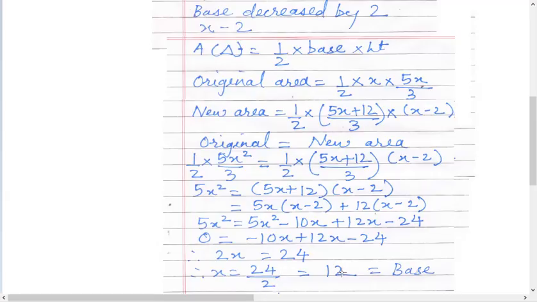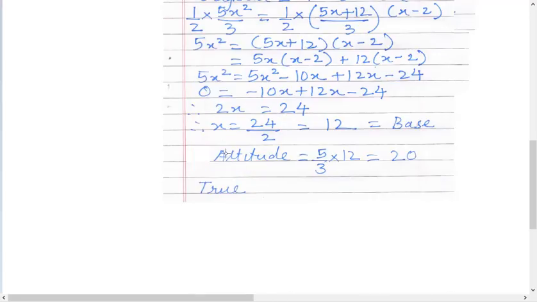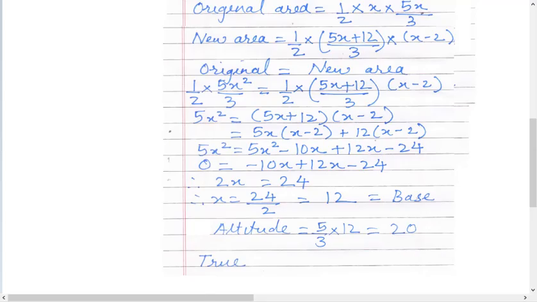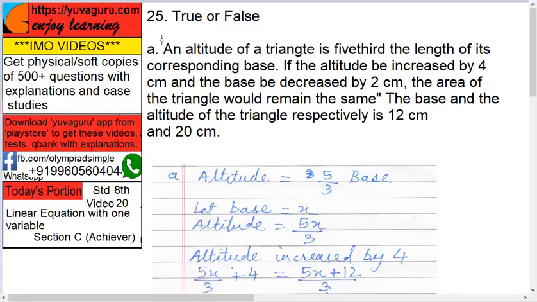24 upon 2 is 12. So the base is 12, and the height or altitude is 5 upon 3 into 12. So solve this. 3 into 4 is 12, and 5 into 4 is 20. Altitude is 20. What is given in the question? See this, 12 and 20. So the answer is true. Next, the B and C parts of true and false, we'll solve in the next video.